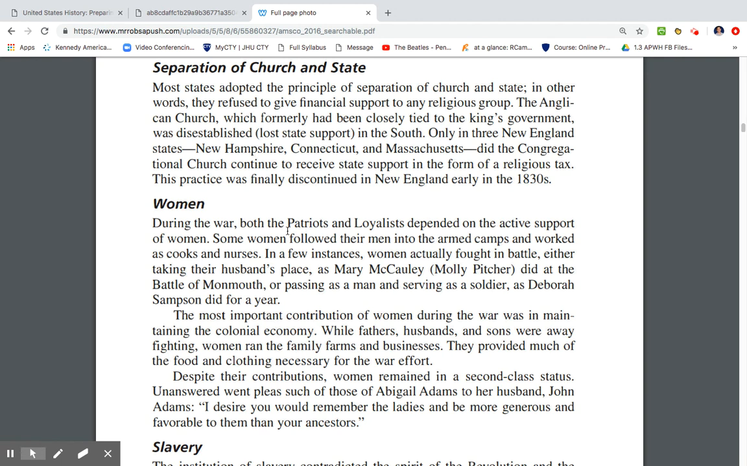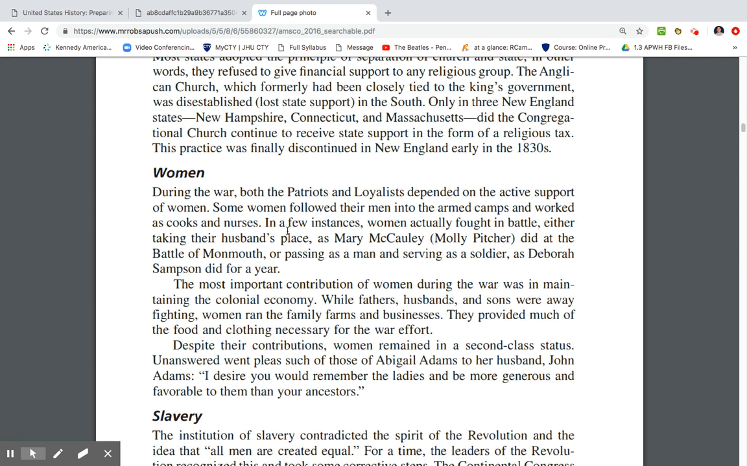While fathers, husbands, and sons were away fighting, women ran the family farm and businesses. They provided much of the food and clothing necessary for the war effort. Despite their contributions, women were pretty much second-class status. Pleas from those such as Abigail Adams to her husband John Adams went unheard. Right? I desire you should remember the ladies and be more generous and favorable to them than your ancestors.